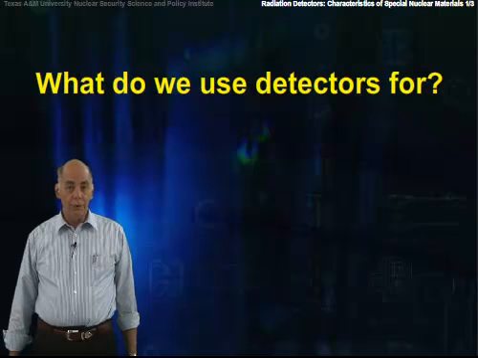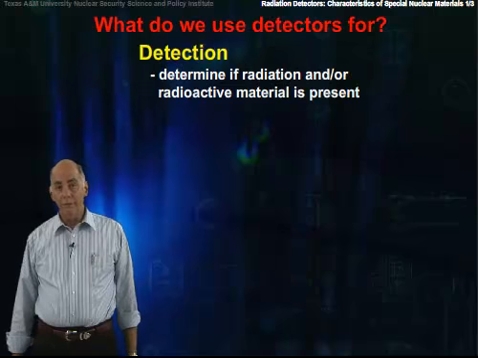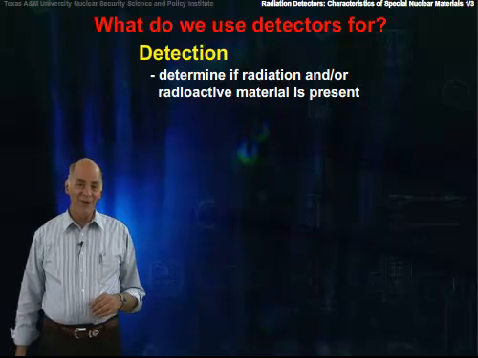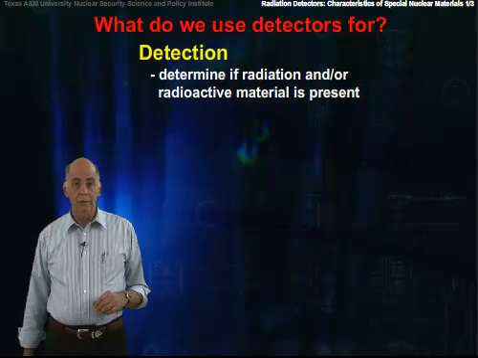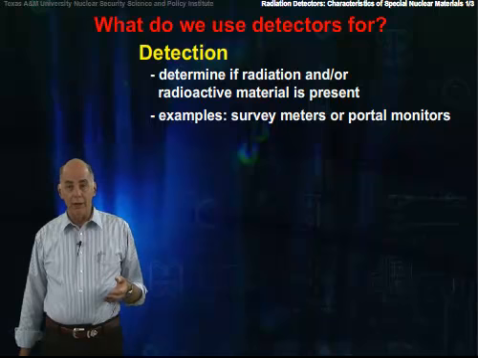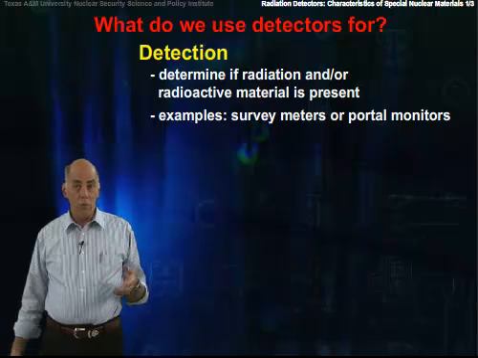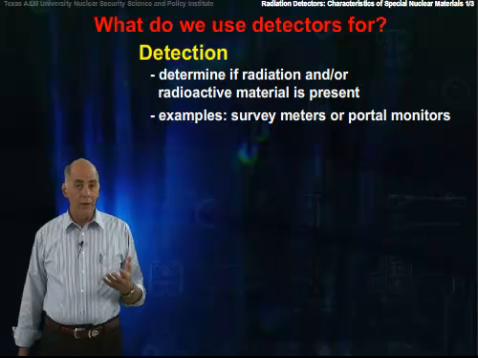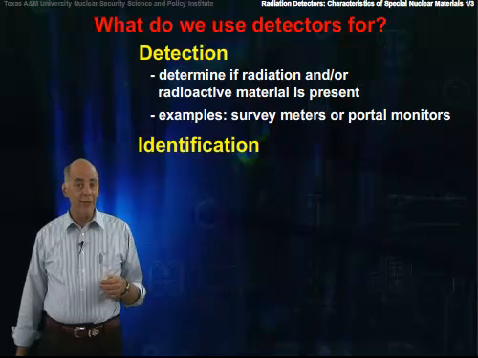The first question we should probably ask is exactly what do we use detectors for? Well, as the name implies, a detector's first use is the detection of radiation or radioactive material. And sometimes that's all we need to do. An example of this would be using a survey meter, such as a Geiger counter, to look for radioactive contamination, or, as another example, portal monitors to check and make sure no one is walking out the door with a radioactive source.